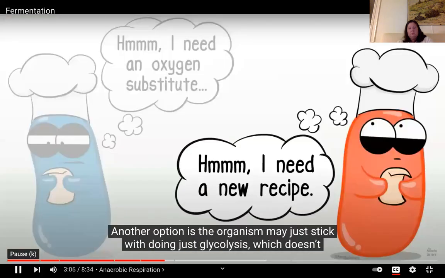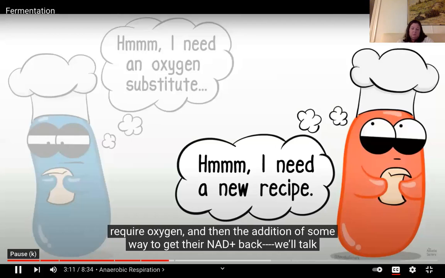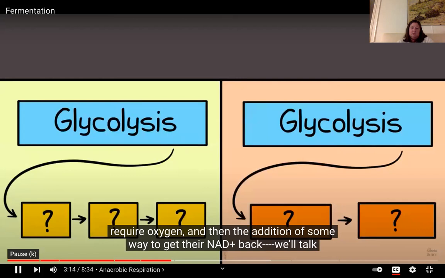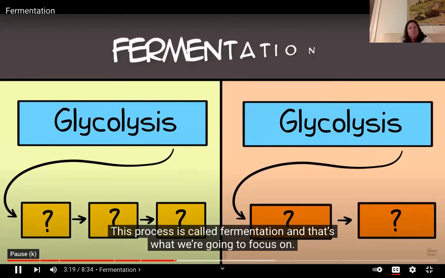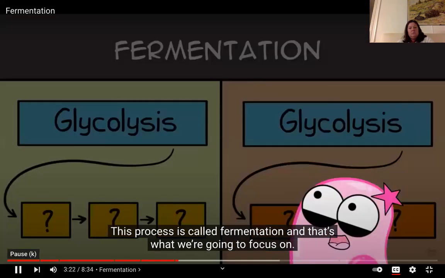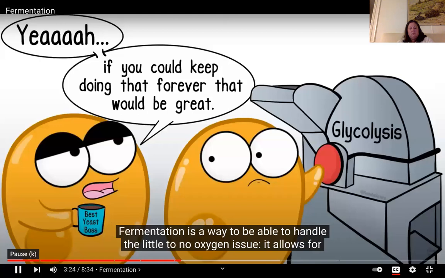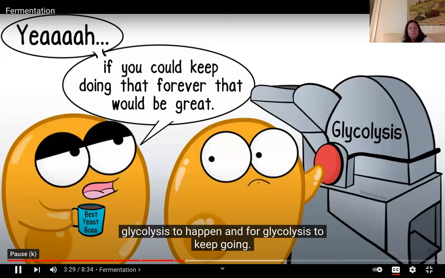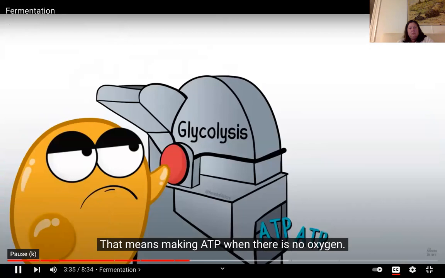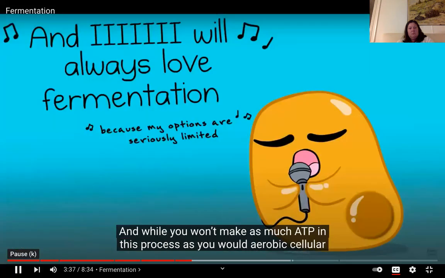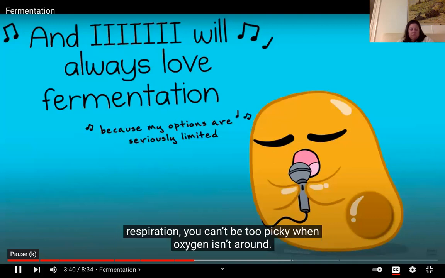Another option is the organism may just stick with doing glycolysis, which doesn't require oxygen, and then the addition of some way to get their NAD plus back. We'll talk about what that means in a minute. This process is called fermentation, and that's what we're going to focus on. Fermentation is a way to be able to handle the little to no oxygen issue. It allows for glycolysis to happen and for glycolysis to keep going. That means making ATP where there is no oxygen. And while you won't make as much ATP in this process as you would aerobic cellular respiration, you can't be too picky when oxygen isn't around.